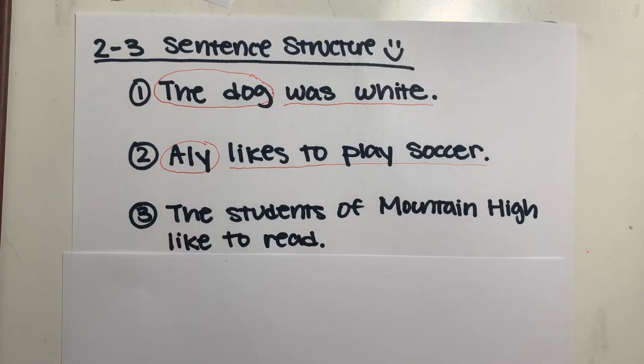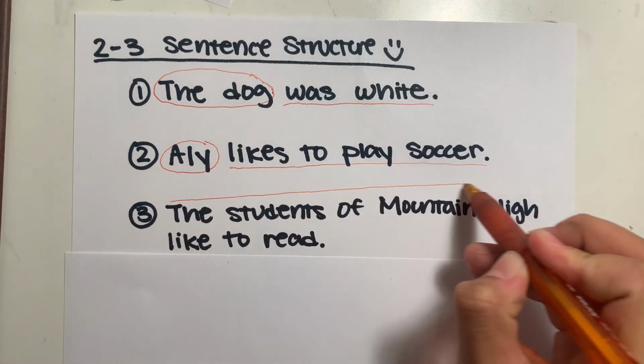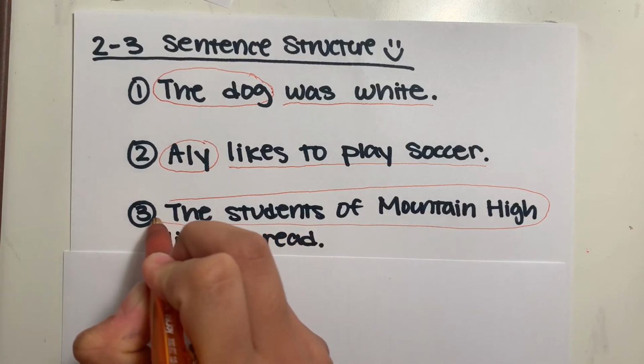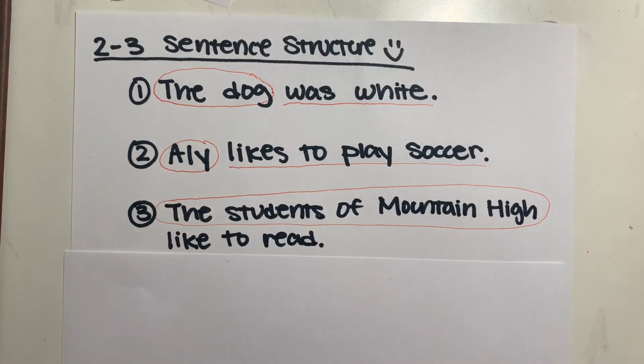And our final example, the students of Mountain High like to read. Now this one's a little bit more tricky, but take another second and try and see if you can identify the entire subject. Well, the entire subject of this sentence is actually the students of Mountain High. It's this entire thing. That's because the sentence isn't just about the students. It's about the students of Mountain High. So that is the entire subject.